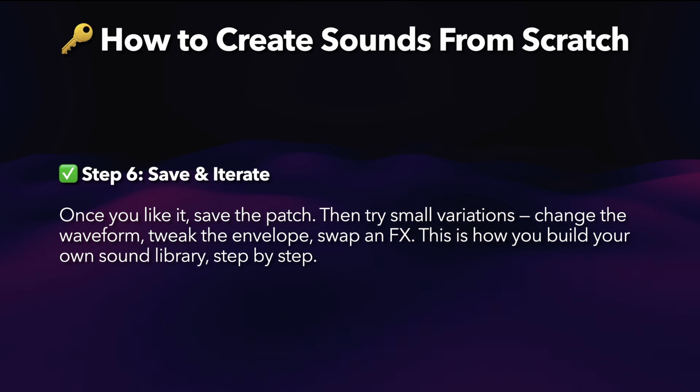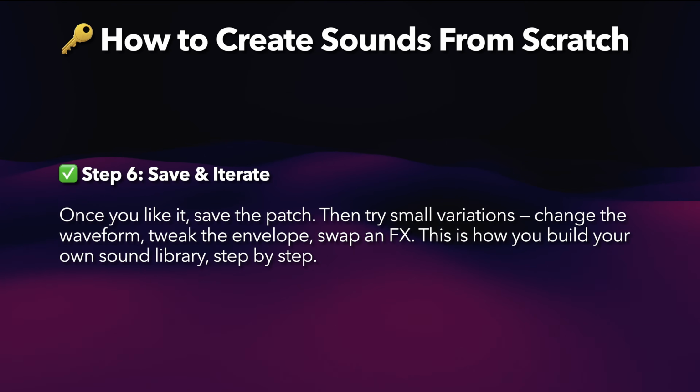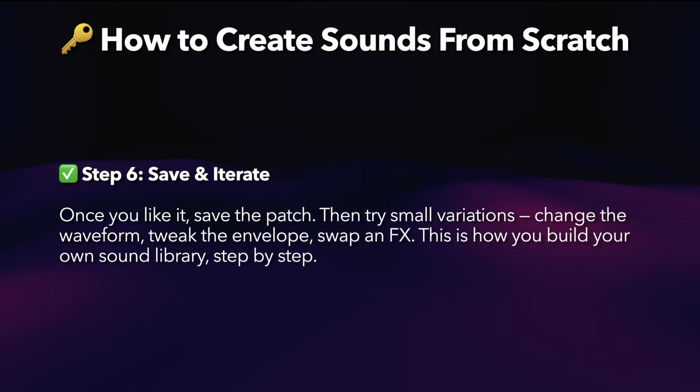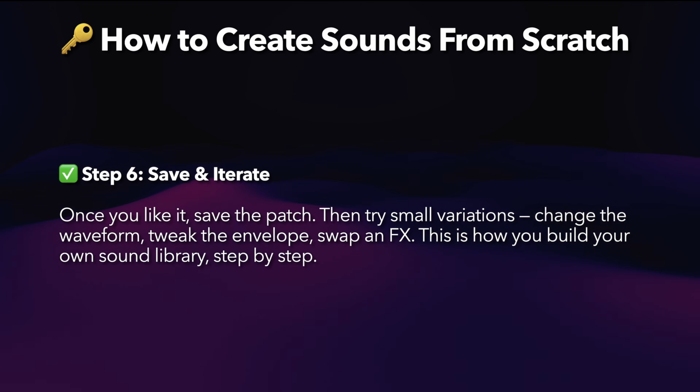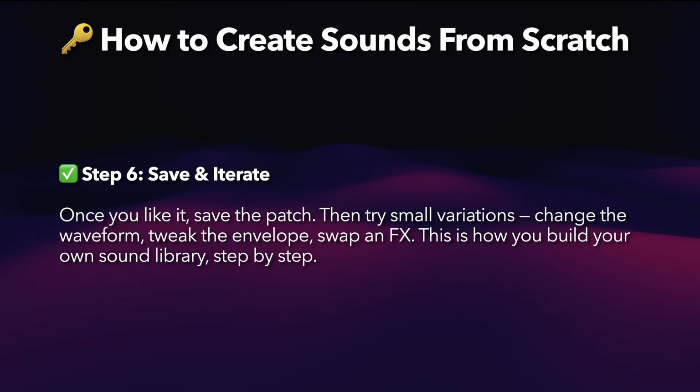And finally, step 6, save and iterate. Once you like it, save the patch. Then try small variations. Change the waveform, tweak the envelope, swap the effects. This is how you build your own sound library, step by step.